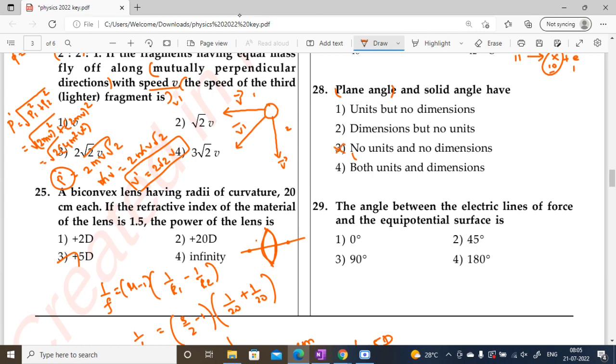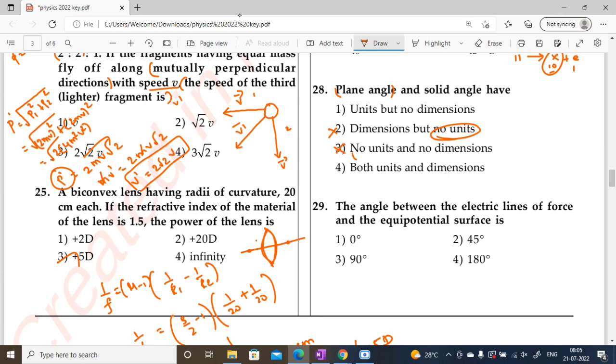Both units and dimension, let me keep the rest of the options in mind. And no units is also eliminated because they do have units. So either it could be option 1 or 4. Either they have units but no dimension, or they have both units and dimension. So let us solve it out.